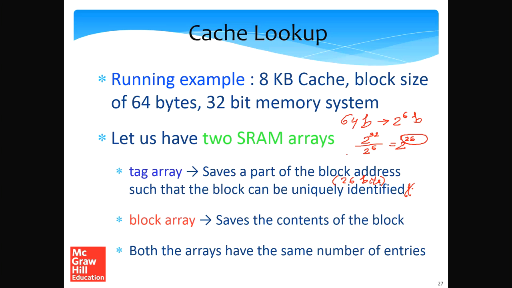Then, along with the tag array, we have a block array, which saves the contents of the block. How large are the contents? The contents are 64 bytes, since we have defined one block to be 64 bytes. Both arrays, the tag array and the block array, need to have the same number of entries, and in fact they can have a one-to-one correspondence. They absolutely need to have the same number of entries.